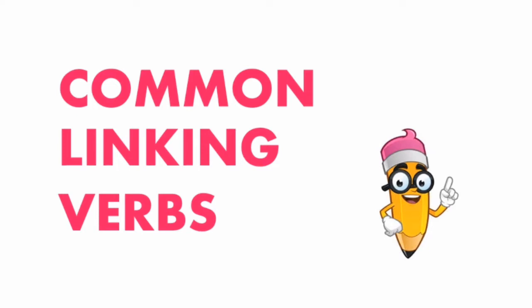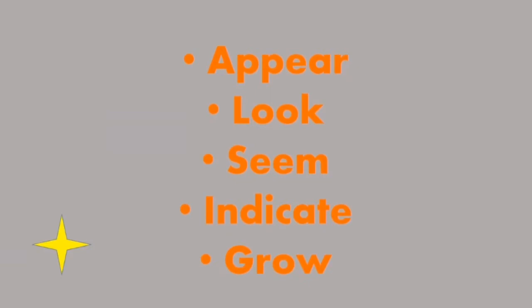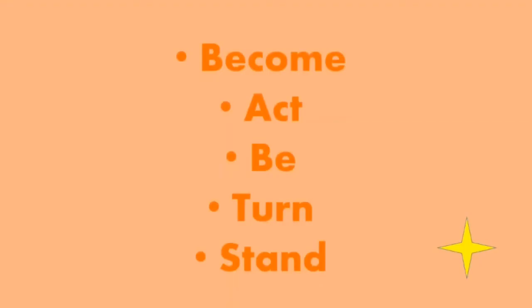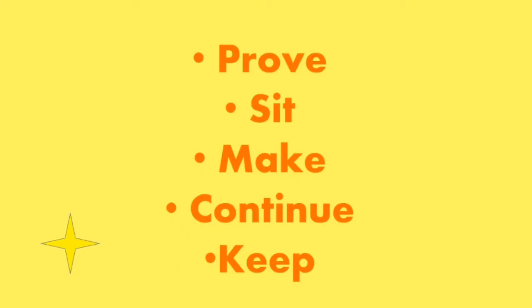Okay, let's see some common linking verbs, some of the examples. Like appear, look, seem, indicate, grow, go, stay, remain, smell, taste, feel, sound, fall, get, come, become, act, be, turn, stand, prove, sit, make, continue, keep. So these were some of the linking verbs that are used to connect the subject with the rest of the information about the subject.